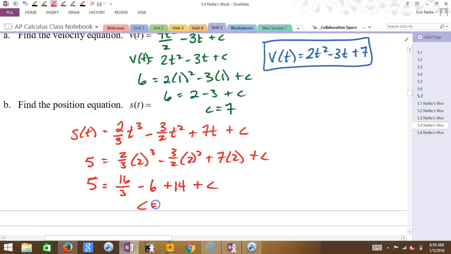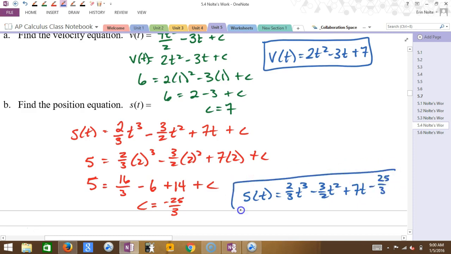Anybody find C? Faster than me? Nice. Negative 25 thirds. Perfect. So, our position function is 2 thirds t cubed minus 3 halves t squared plus 7t minus 25 thirds. Good there?